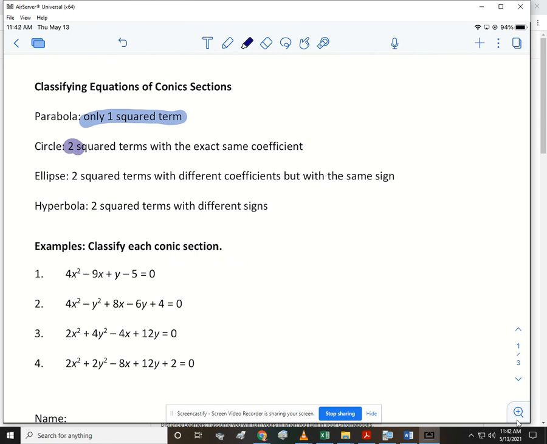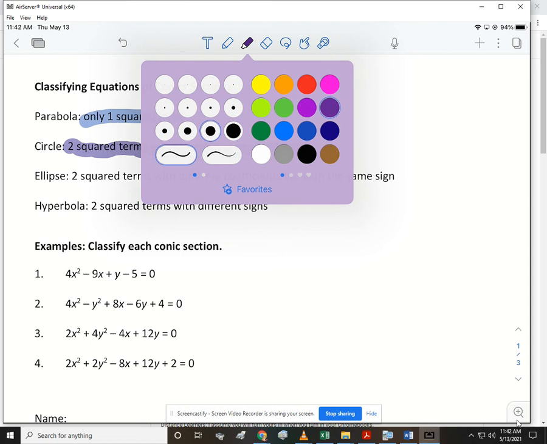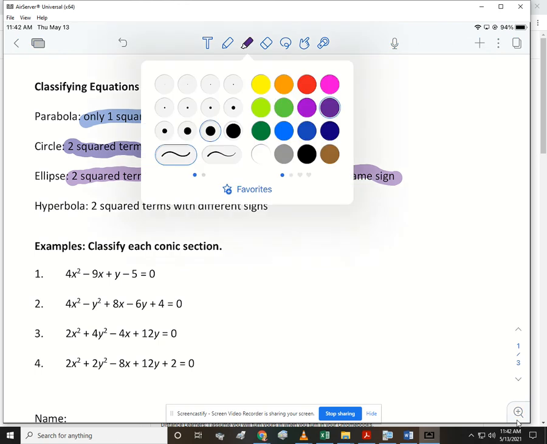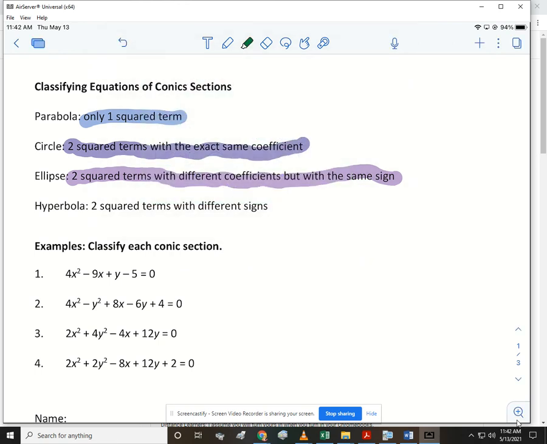Right? A circle is going to have both x squared and y squared, and their coefficients are going to be exactly the same. Right? The ellipse has two squared terms. Their coefficients are going to be different, but they will have the same sign. So they'll be different, but they'll both be positive, or there'll be different numbers in front of the squared terms, and they'll both be negative. Right? And then the hyperbola has two squared terms with different signs. So one will be positive and one will be negative.